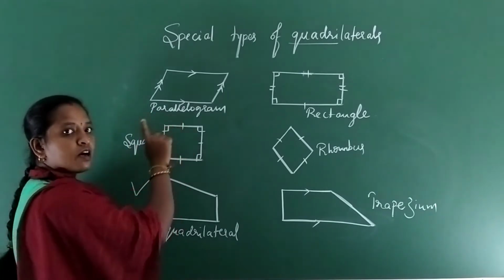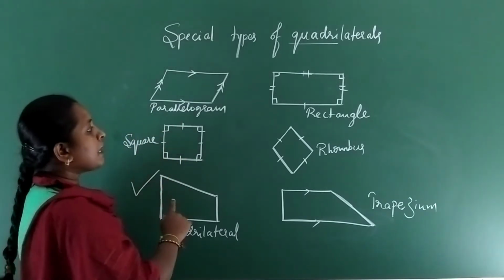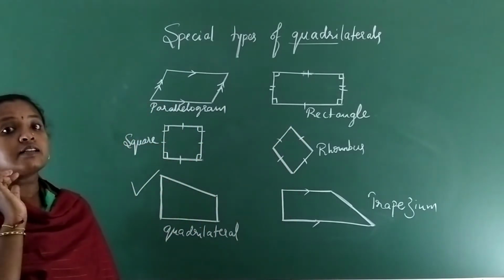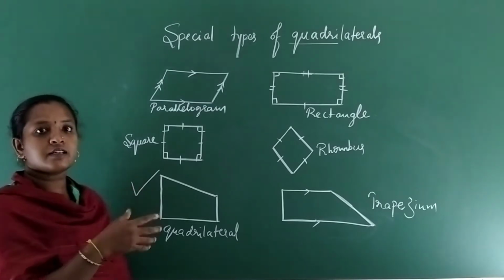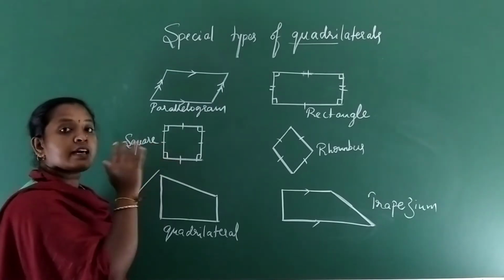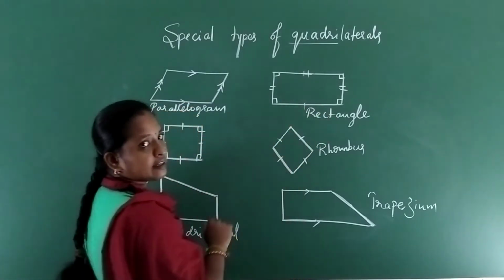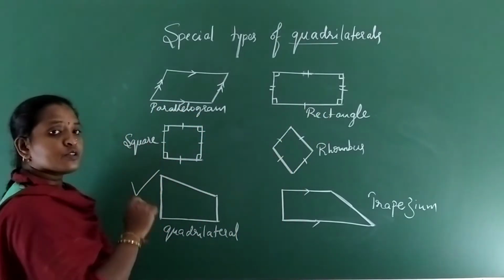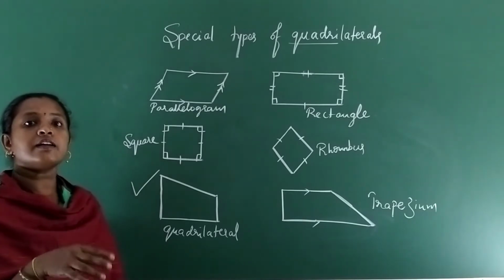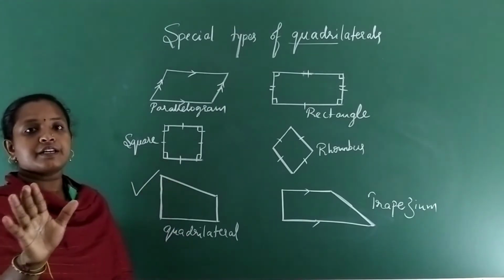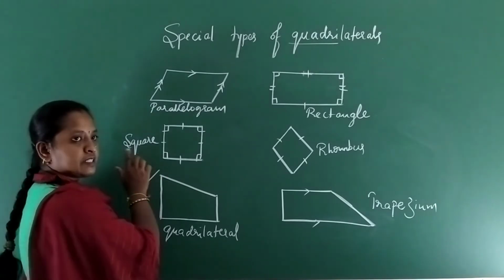Parallelogram speciality is opposite sides are equal and parallel. Rectangle speciality is the opposite sides are equal and parallel. It is exactly a parallelogram, but its speciality is 90 degrees. Here, square: all the sides are equal, all the angles are equal and it is always 90 degrees. It never changes the angle. That is the speciality of square.